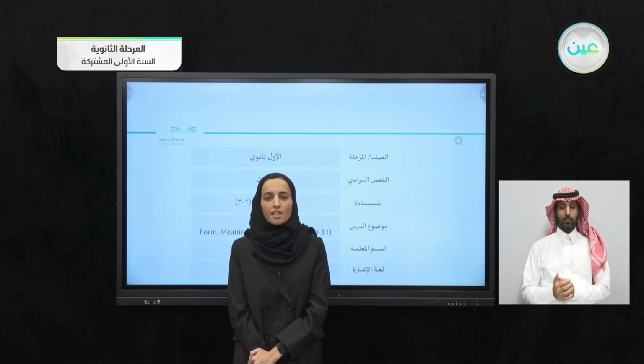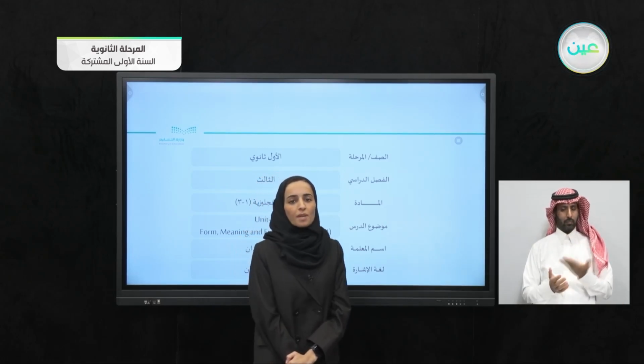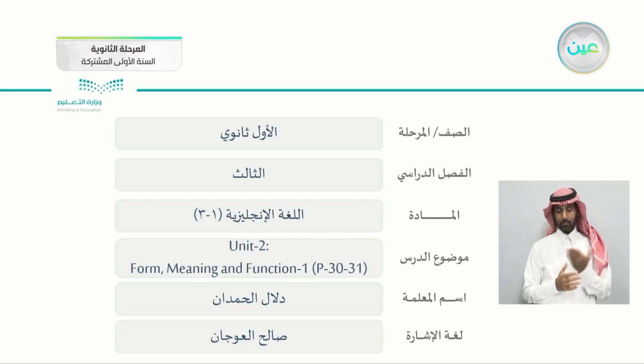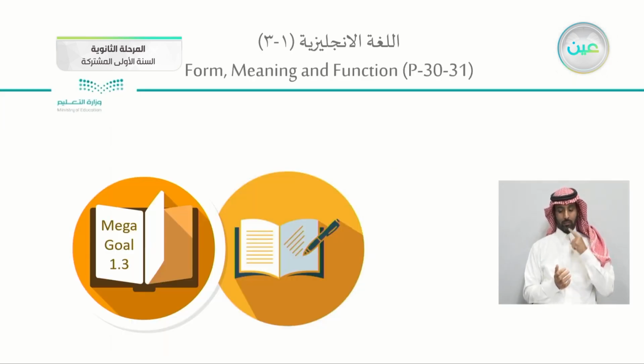In our lesson today, we'll continue with our second unit. Our lesson today is the form, meaning and function in your books, page 30 and 31. All you need for the lesson today is your books, page 30 and 31, a sheet of paper and a pen to take down your notes.